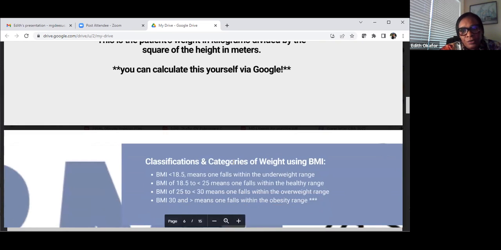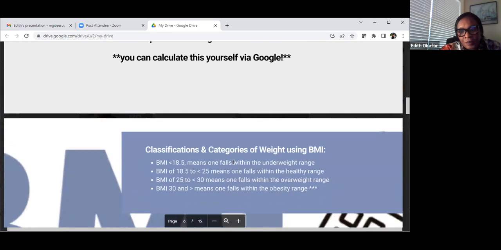Now let's go to classifications and categories of weight using this BMI we just talked about. Now, BMI that is less than 18.5 means one falls within the underweight range. And this is kind of significant because there are some people or patients who actually fall into this category, and you have to keep an eye. It's a red flag, actually, when it comes to mental health. So I'm not going into that today.